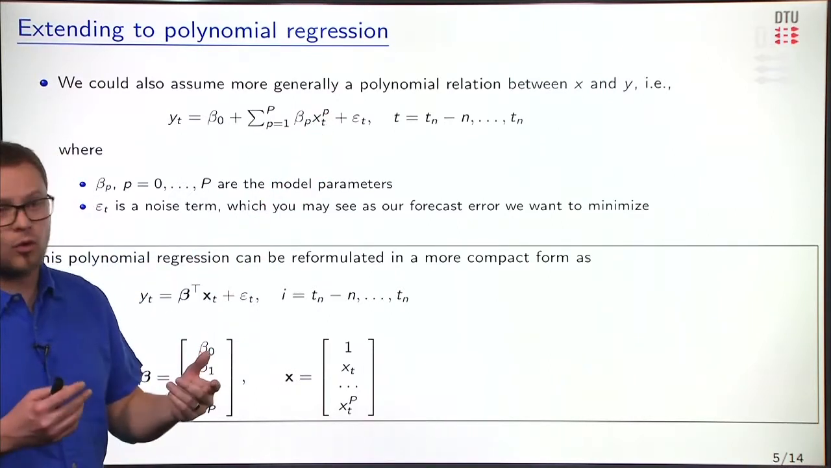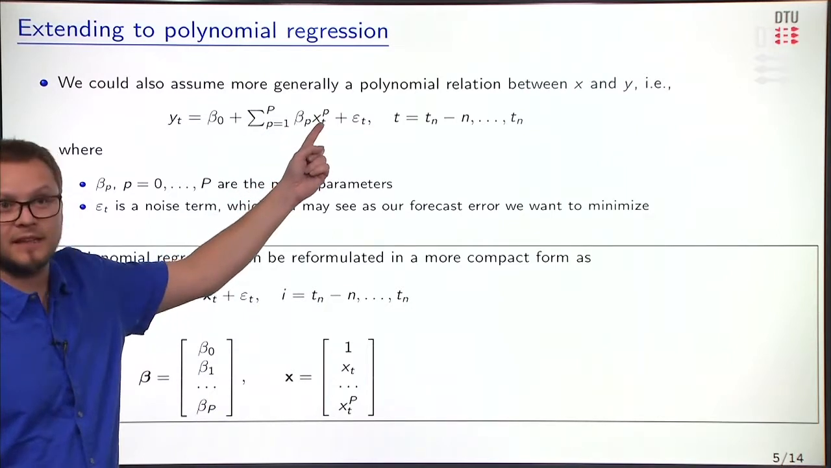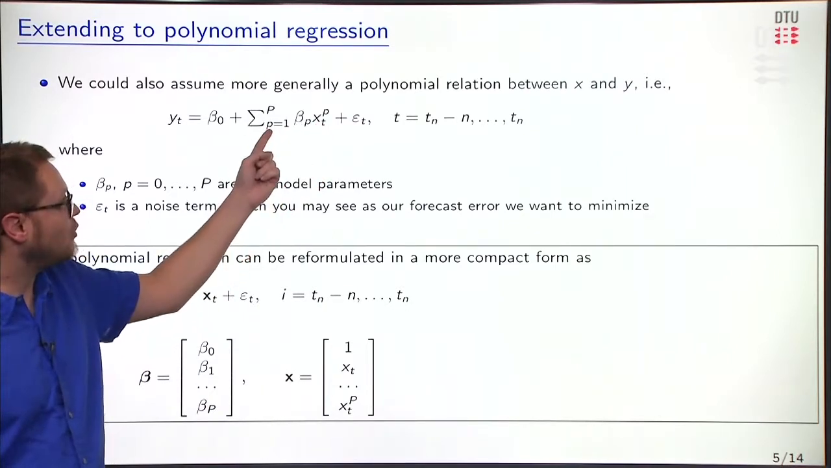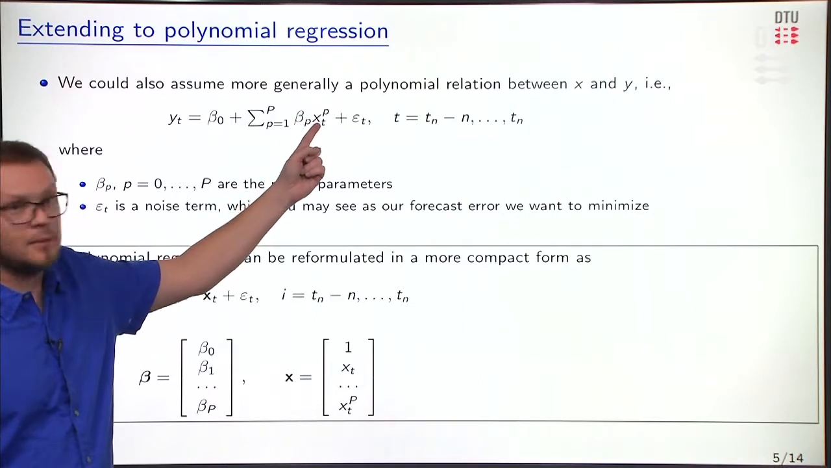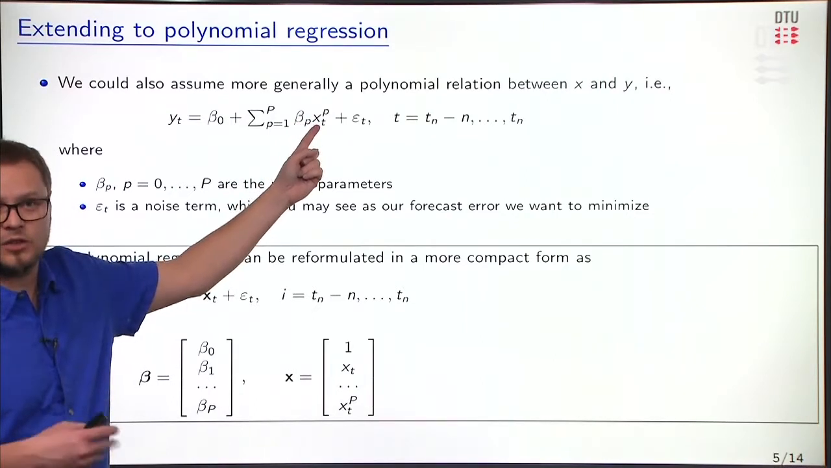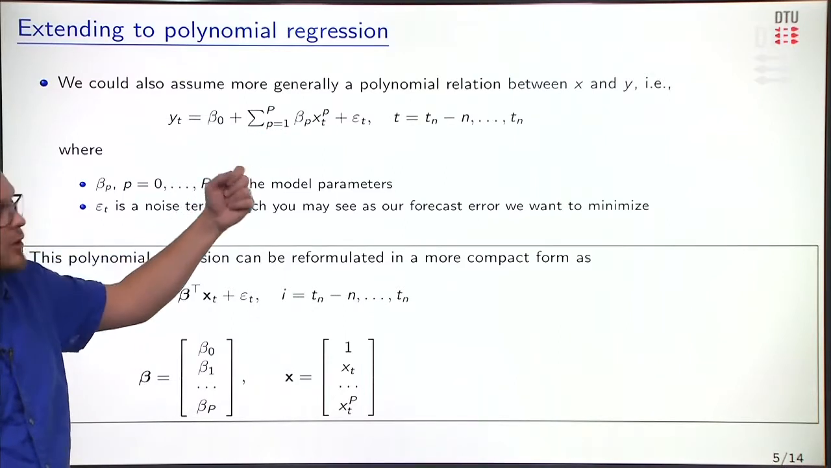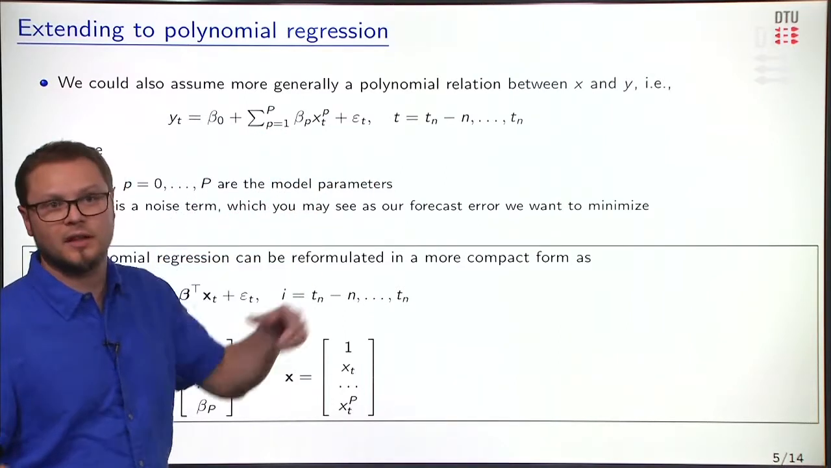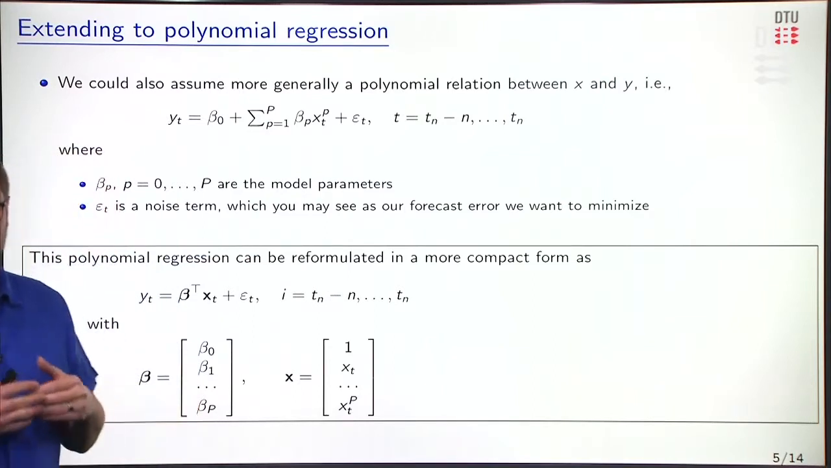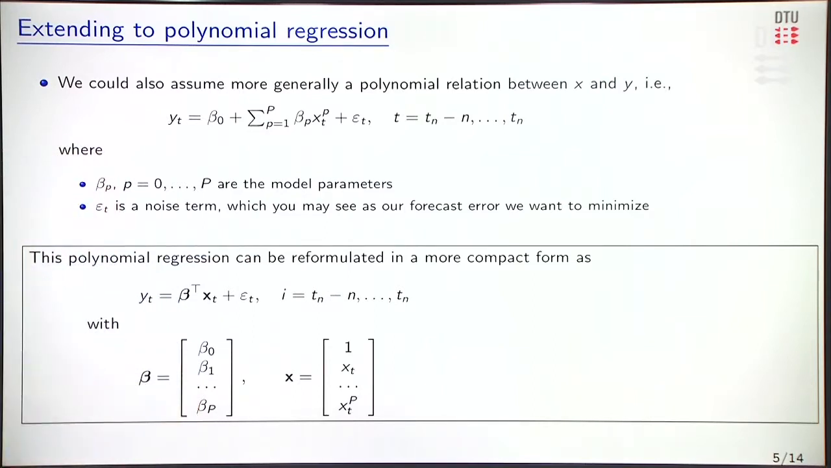So if p equals 1, that's beta 1 times xt as before. If p equals 2, that's beta 2 times xt squared, etc. Besides this polynomial regression relationship, we still have a residual component. As for the other case, the residual is assumed to be centered and with finite variance. We can also reformulate this model in a more compact form, and this is going to look as for the linear regression case we had before.